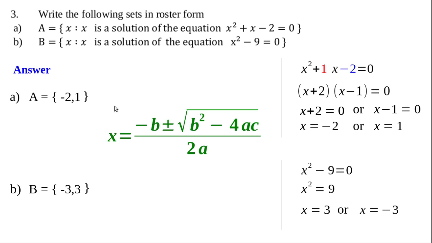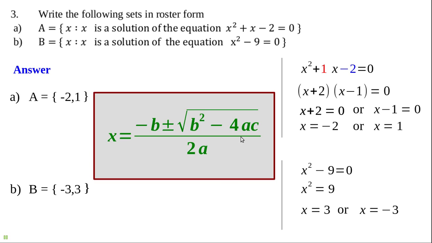Now let us see what is question number 4. Okay, before that, there is a quadratic formula that everyone learned in class 10. You can use this quadratic formula also to solve this quadratic equation. But here this method is very convenient. That is why I used this method to solve this quadratic equation. Okay. Now see what is question number 4.